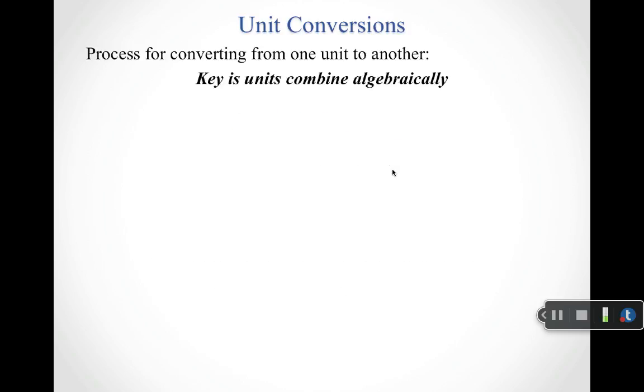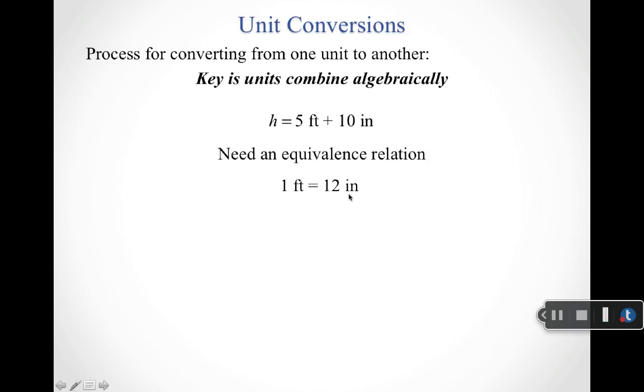So what's the process in converting from one unit to another? The key is remembering that units combine algebraically. Let's take that height again: my height, 5 feet plus 10 inches. If I want to convert this into telling you my height completely in feet or completely in inches, I've got to have some relationship that tells me how many inches there are in a foot. That's called an equivalence relation. So basically it's the equation that tells me 1 foot equals 12 inches.